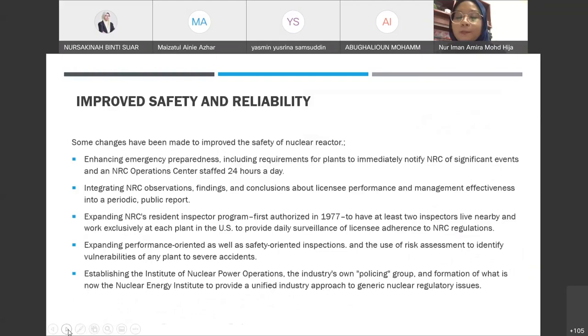So lastly, there are some changes that have been made to improve the safety of nuclear reactors, which mainly emphasize enhancing the performance of the Nuclear Regulatory Commission, NRC.